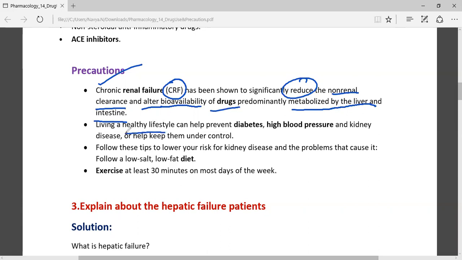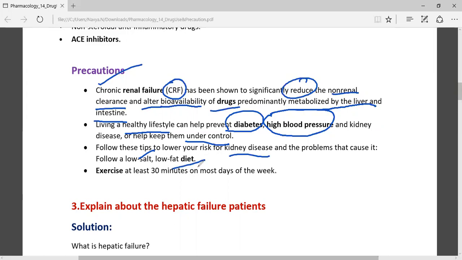Living a healthy lifestyle can help to prevent diabetes, high blood pressure and kidney problems. Living a very healthy lifestyle means having healthy food, controlling rice intake, which to some extent may help control it, and exercising. These are the basics to stay healthy. If the patient follows these tips, it may also lower the risk of kidney disease and other problems.